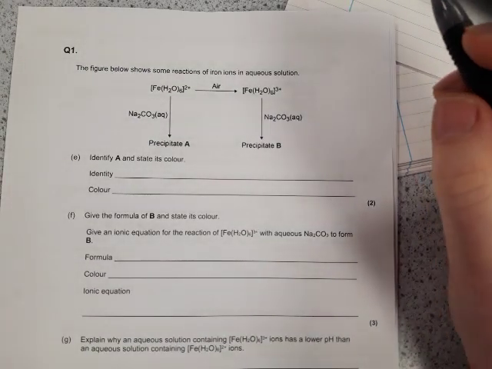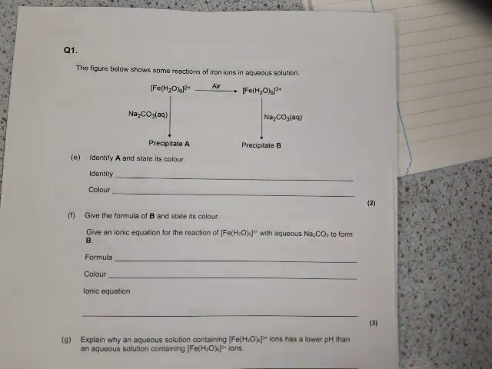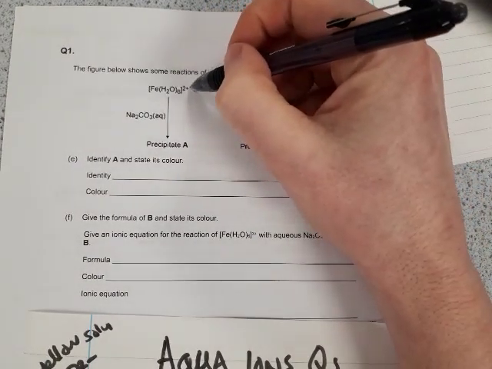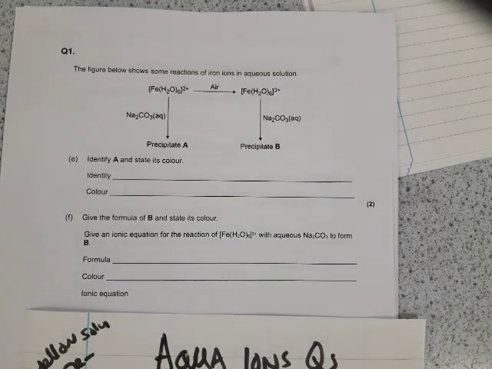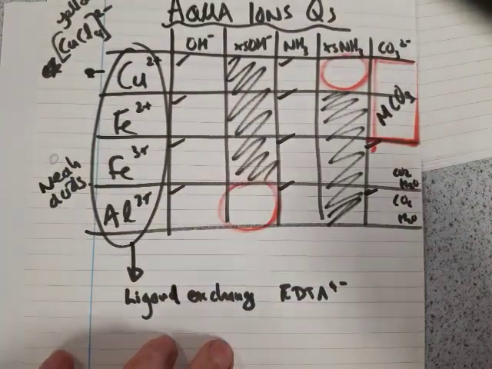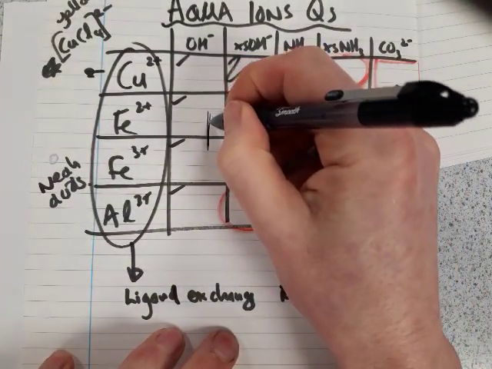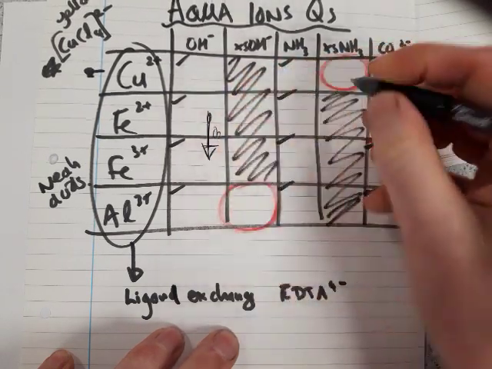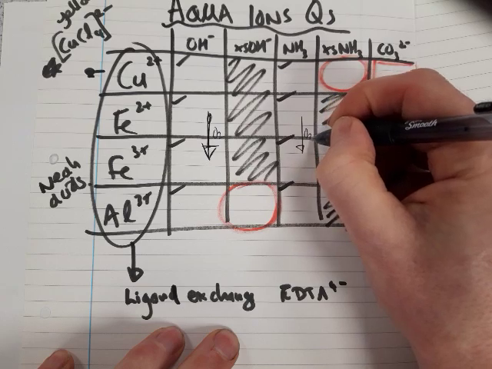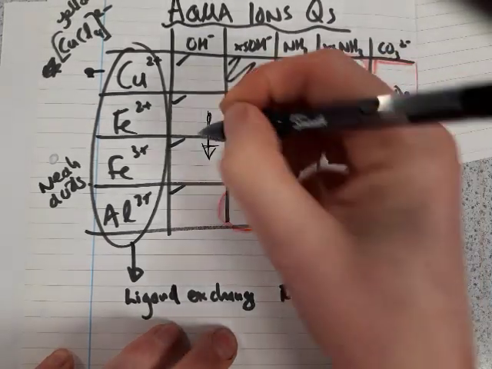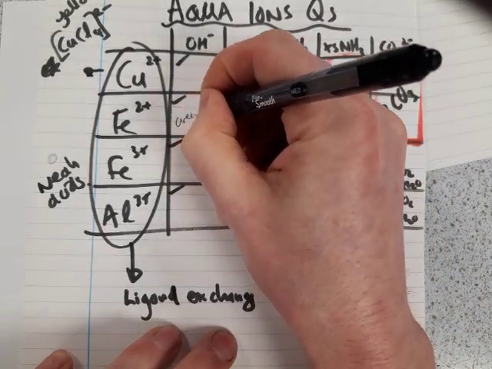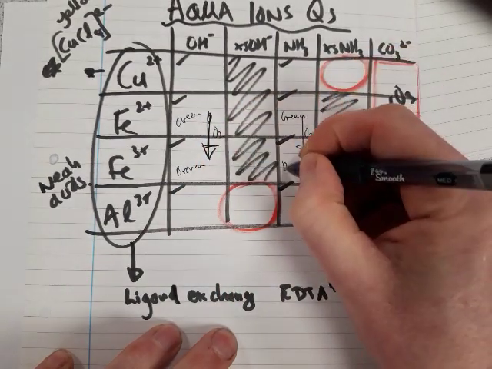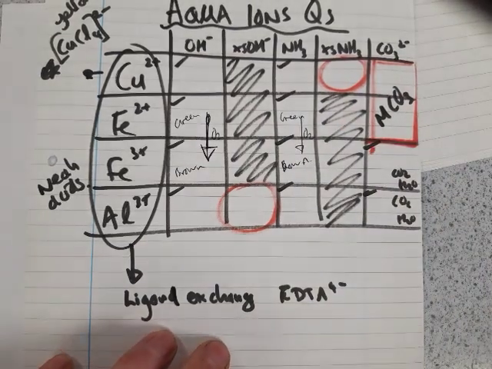Okay, so question number 1. The figure below shows some reactions of iron ions in aqueous solution: Fe(H2O)6 2 plus and Fe(H2O)6 3 plus. This is something else I hadn't mentioned. This precipitate here can turn into this precipitate here in the presence of oxygen. It oxidizes. So there's a couple of cool arrows you can add onto your diagram. Oxygen turns this green precipitate into this brown precipitate. So yeah, I forgot about that.